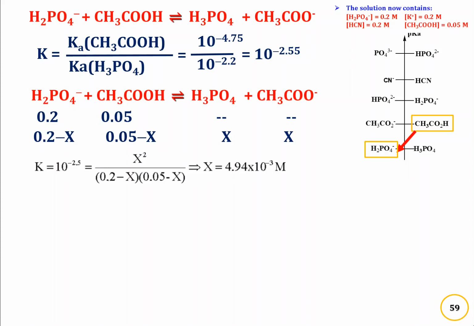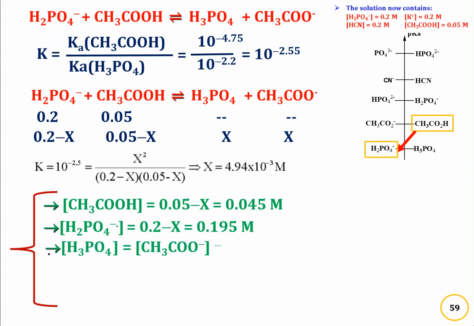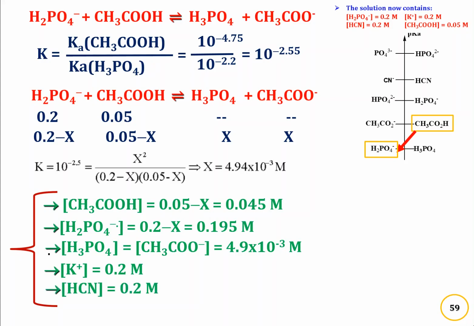So now we have to do the new balance of substances. What are the substances in the final solution? Acetic acid equals 0.05 minus X, equals 0.045. H2PO4 minus equals 0.2 minus X, equals 0.195. H3PO4 equals acetate equals X. K plus, the spectator, is always equal to 0.2 molar. And HCN is equal to 0.2 molar because HCN did not participate in this reaction.